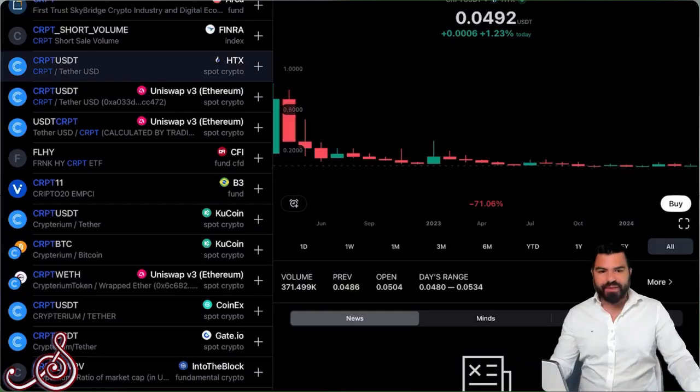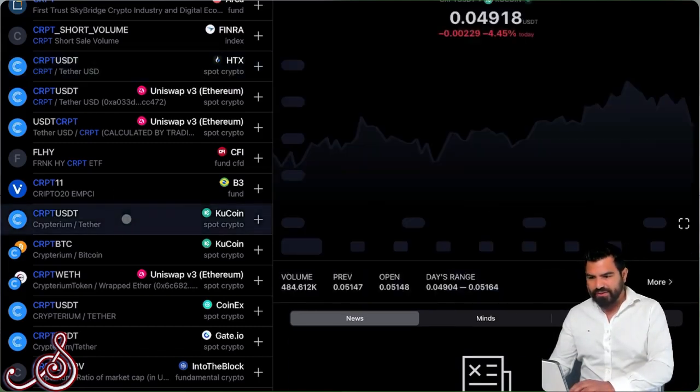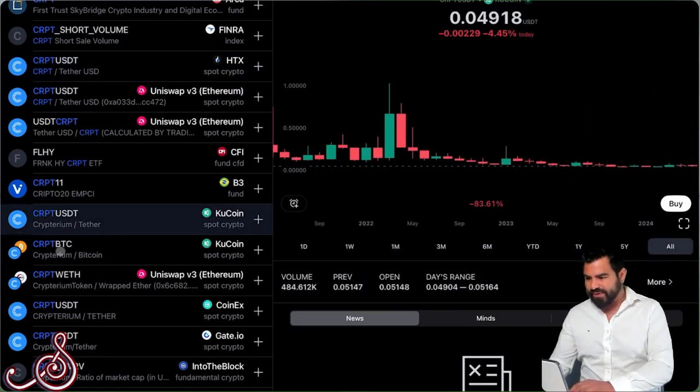All right, without further ado, let's take a look at our first crypto on the board for today. I have two CPRPs. One of them is going to be 049 on HTX, and the other is going to be on KuCoin for about the same price. Yeah, it looks like that's it.